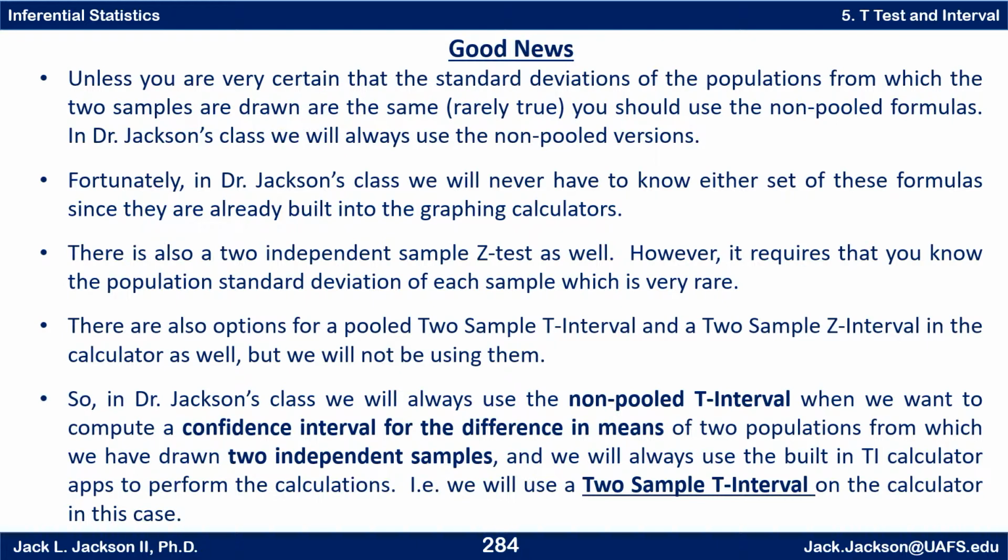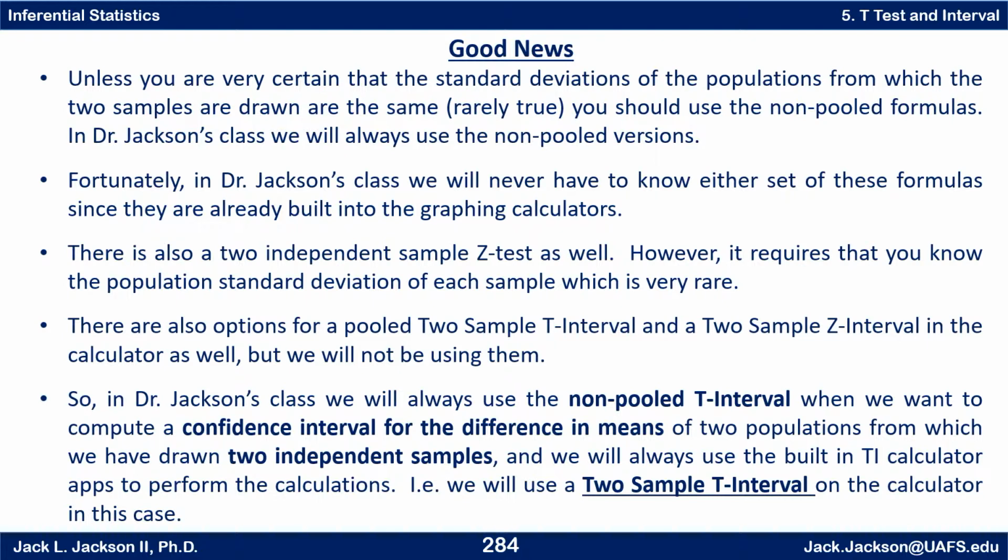There's also a two independent sample z-test as well. However, it requires that you know the population standard deviation of each sample, which is quite rare. So I don't think I gave you any homework problems about that. But these are also built into the calculator. So there are also options for a pooled two-sample t interval and a two-sample z interval, but we will not be using them.